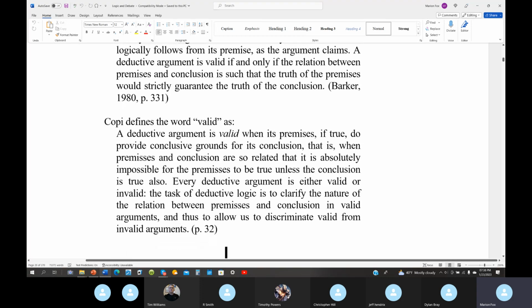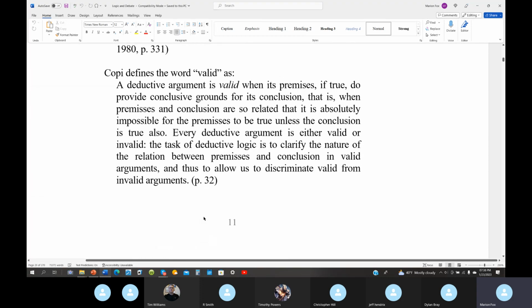It's very important that we understand this. Now, Copi defines valid this way: a deductive argument is valid when its premises, if true, do provide conclusive grounds for its conclusion. That is, when premises and conclusion are so related that it is absolutely impossible for the premises to be true and the conclusion false. Every deductive argument is either valid or invalid. The task of deductive logic is to clarify the nature of the relation between premises and conclusion in valid arguments, thus to allow us to discriminate valid from invalid arguments.